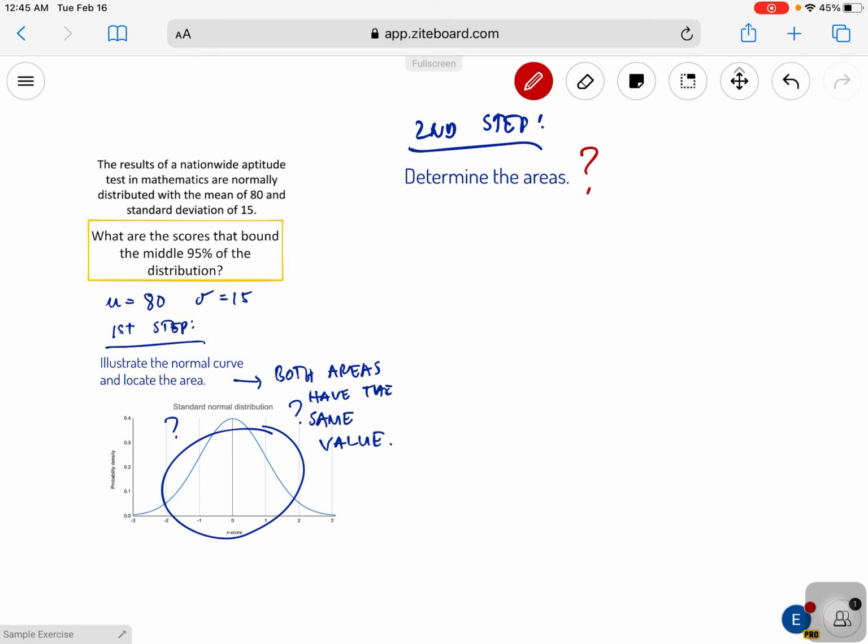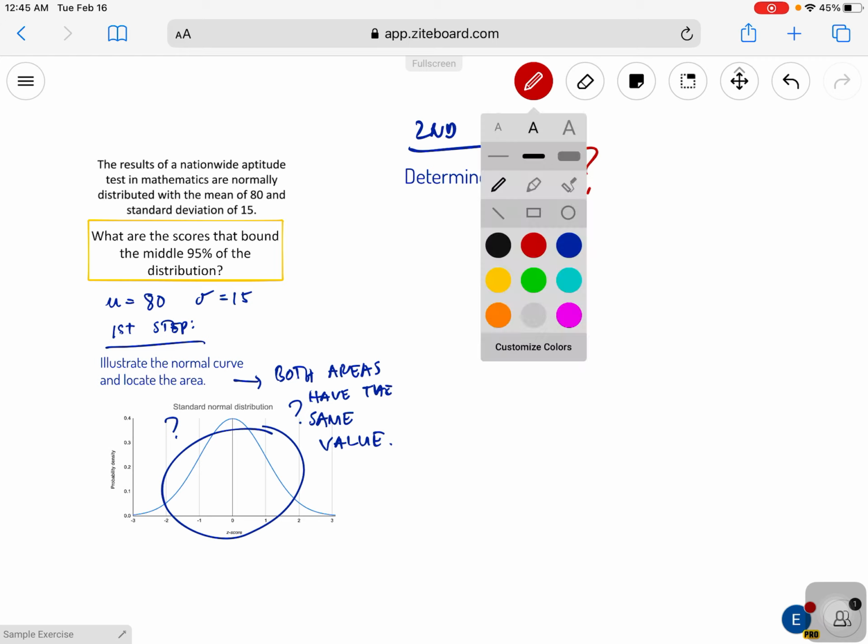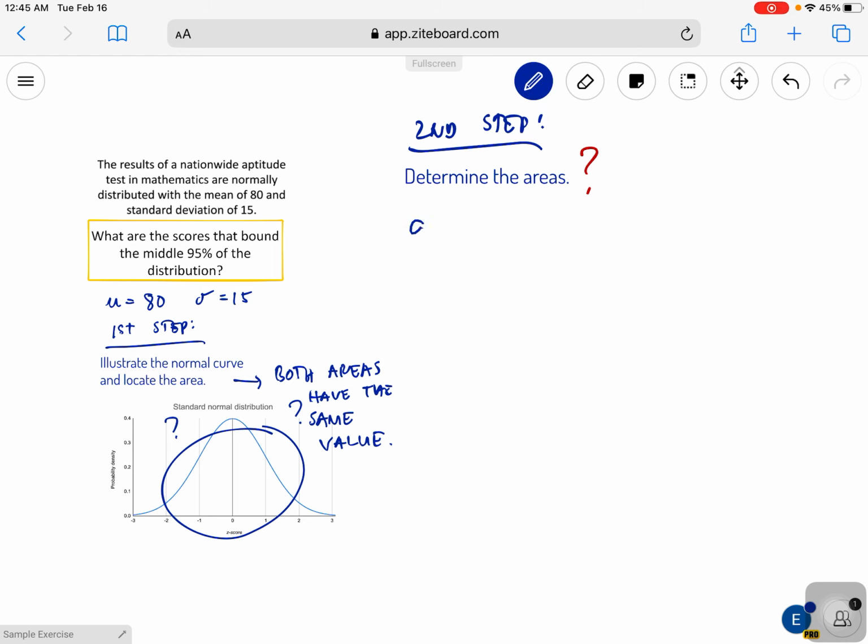We just need to express 95% as a probability. So 95%, we are going to convert this into probability, and this is going to be 0.9500, and from here we are going to divide 0.9500 by 2. So 0.9500 divided by 2 is equal to 0.4750.